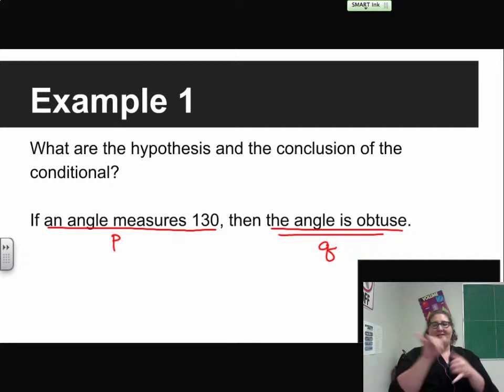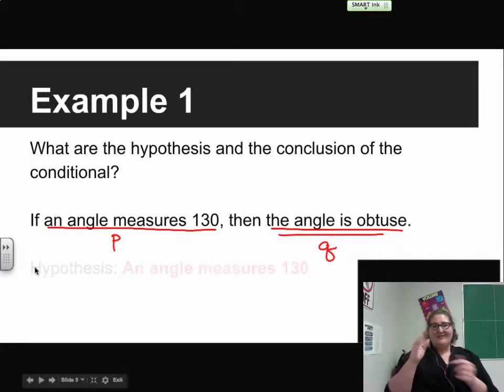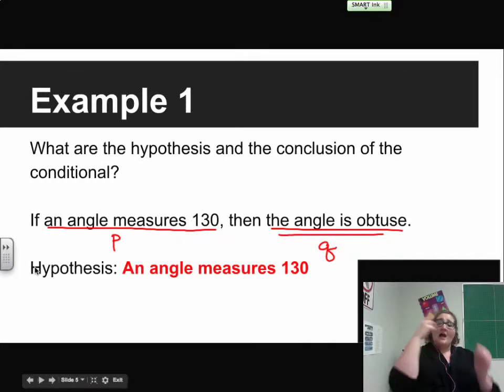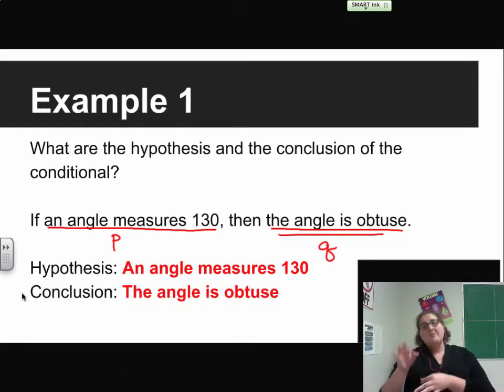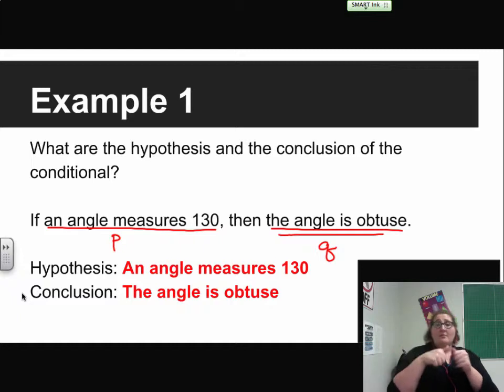Today's going to seem a lot like an English lesson to you. Hypothesis, an angle measures 130. Conclusion, the angle is obtuse. Now guys, notice that doesn't include the if or the then statement. It's just the hypothesis, an angle measures 130. Math Excel will count it wrong. I will count it wrong if you include the if or the then part.